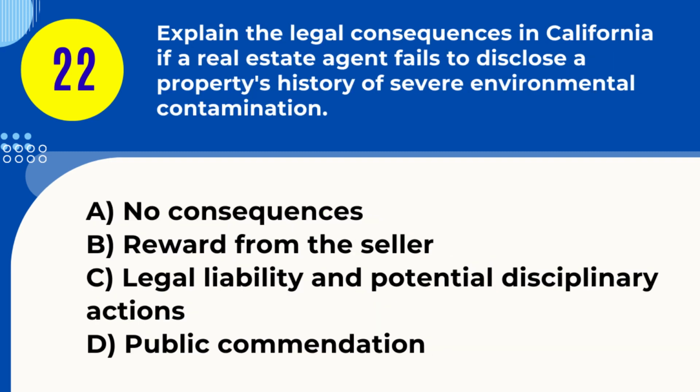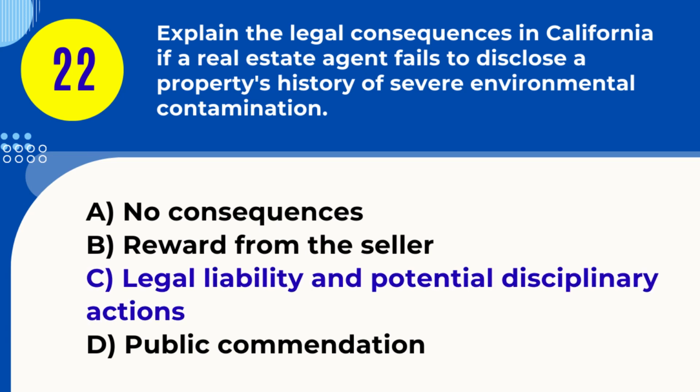Question 22. Explain the legal consequences in California if a real estate agent fails to disclose a property's history of severe environmental contamination. A. No consequences. B. Reward from the seller. C. Legal liability and potential disciplinary actions. D. Public commendation.